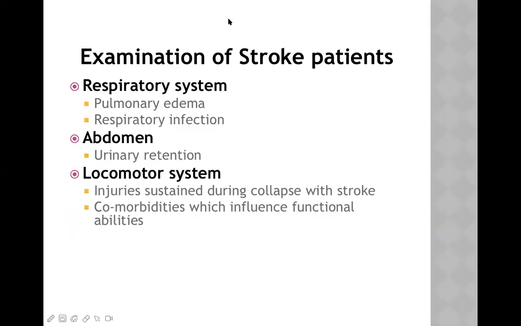Now, for some other examination of a stroke case, we can do our respiratory system exam just to make sure whether there is pulmonary edema or not. Now, remember, what is the connection? Pulmonary edema is present in heart failure, especially left-sided heart failure. And heart disease and heart failure are commonly associated with stroke. So that's why we have to make sure whether it is present or not.